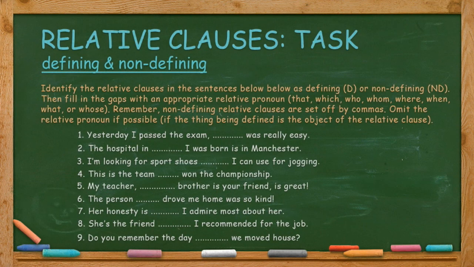For the task, identify the relative clauses in the sentences below as defining with D or non-defining with ND. Then fill in the gaps with an appropriate relative pronoun: that, which, who, whom, where, when, what, or whose. Remember, non-defining relative clauses are set off by commas. Omit the relative pronoun if possible, if the thing being defined is the object of the relative clause.